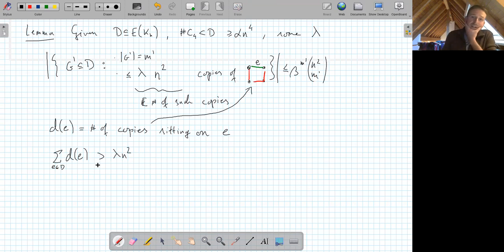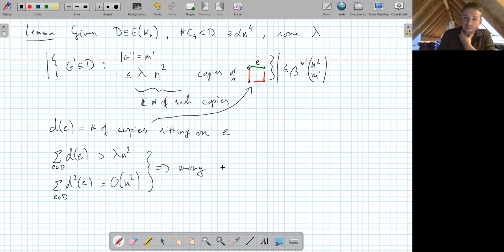Now, what we really would like to say is that most of these edges E in D belong to at least one such copy of this colorful C4. Now, this is not enough to say this. It could be that there are very few edges which sit on a lot of these copies. But it turns out that to prove that many edges sit on at least one such copy, it's enough to bound, in a way, the second moment of this. So we want to show that if this is also bounded by n squared, then these two imply that many edges in D sit on a copy of this. Okay.